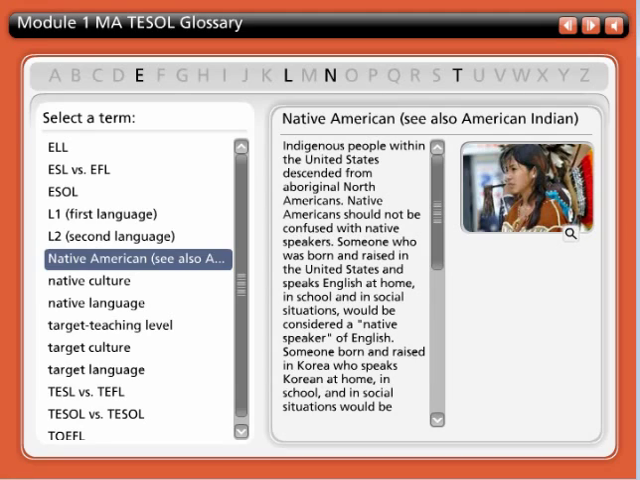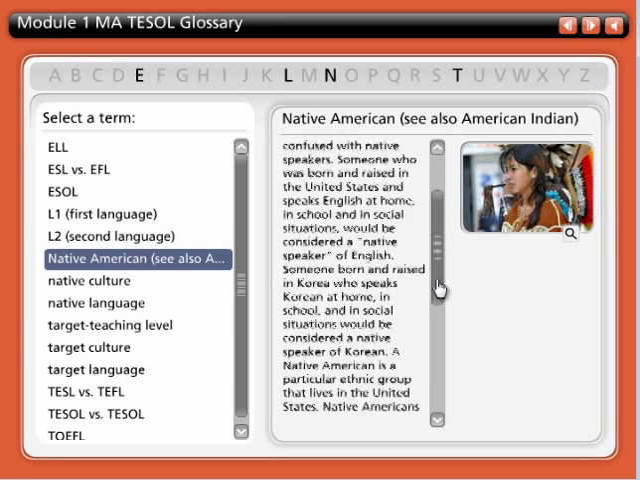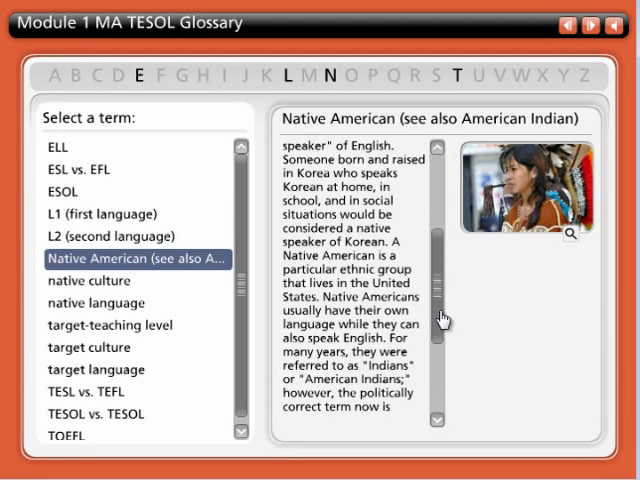Native American. See also American Indian. Indigenous people within the United States descended from Aboriginal North Americans. Native Americans should not be confused with native speakers. Someone who was born and raised in the United States and speaks English at home, in school, and in social situations would be considered a native speaker of English or a native English speaker. Someone born and raised in Korea who speaks Korean at home, in school, and in social situations would be considered a native speaker of Korean or a native Korean speaker.